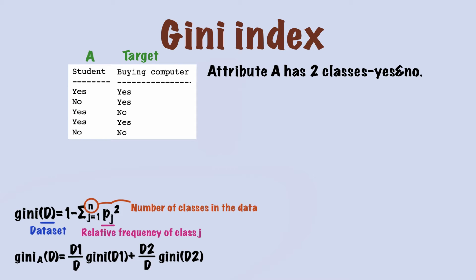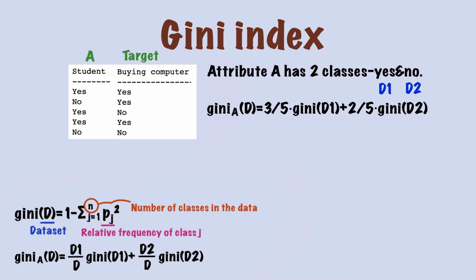Alright, the first thing we need to know is how many classes there are in the attribute student. Obviously, attribute student has two classes, yes and no, which indicates whether a person is a student or not. Therefore, the database can be split into two smaller datasets. We call them D1 and D2. So, we can plug in the formula. D1 over D is 3 over 5, since 3 out of 5 people are students. Similarly, D2 over D is 2 over 5, since 2 out of 5 people are not students. These numbers are just the proportion of data in a certain class.